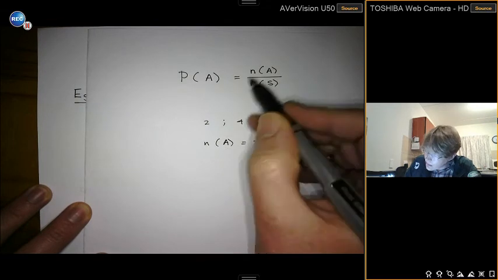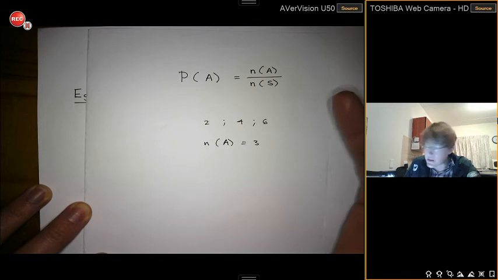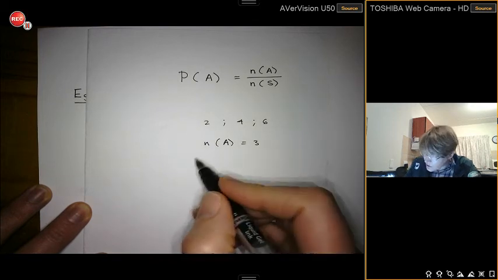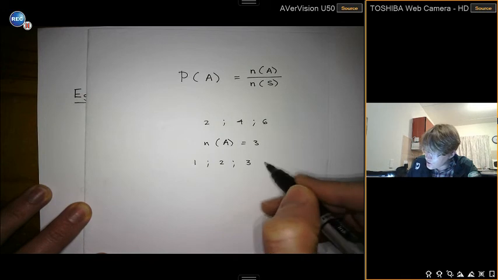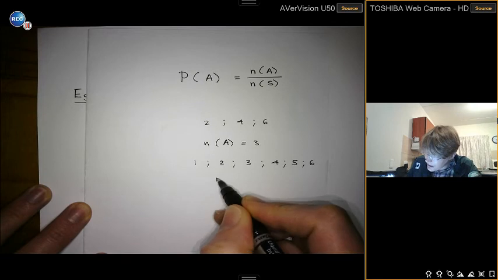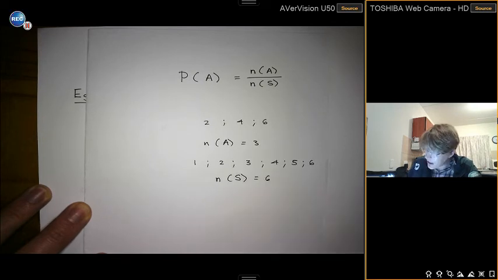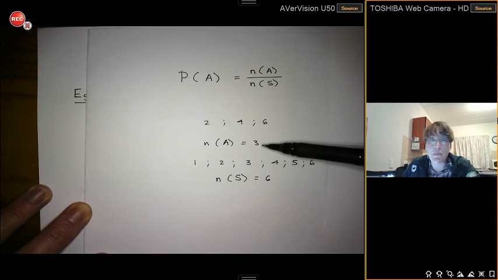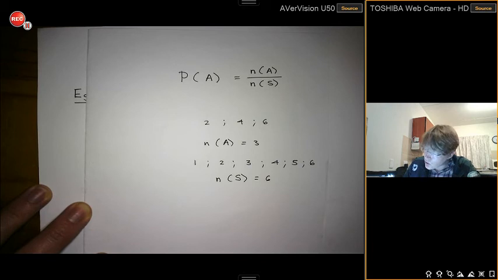Whereas the number of ways that anything can happen in the sample space is going to be 6. Because on a 6-sided die, you can throw 1, 2, 3, 4, 5, and 6, which means the number of ways things in the sample space can happen is equal to 6. And that is why the probability of throwing an even number on a die is 3 out of 6, or 1 out of 2.